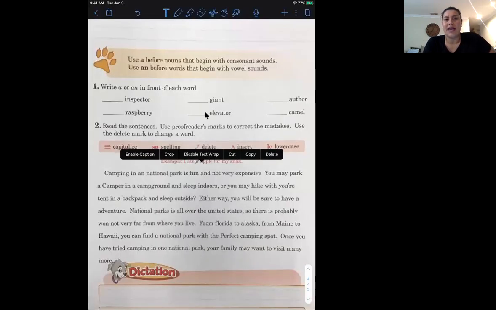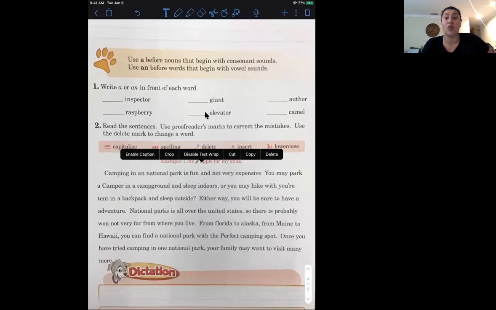I'm going to go ahead and share my screen really quick with you, and we're going to jump right in. We're going to go over using a and an before a noun. Let's read the top together, okay? Use a before nouns that begin with consonant sounds, and use an before words that begin with a vowel sound.